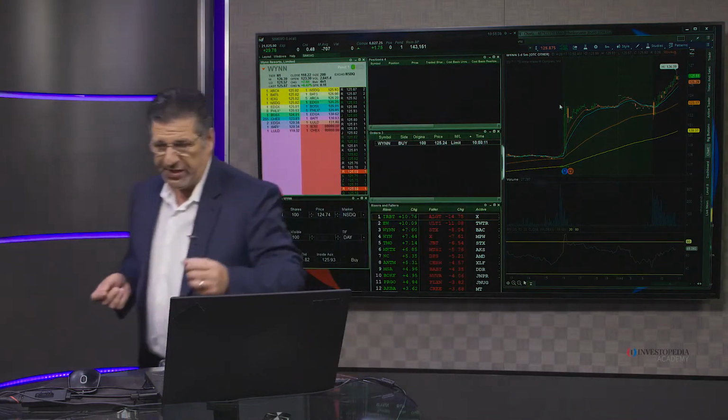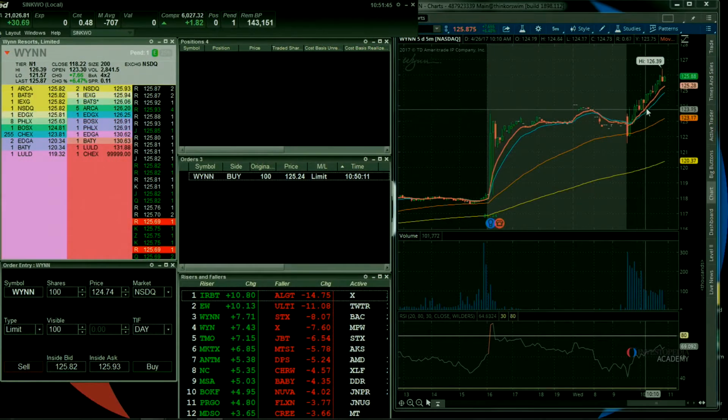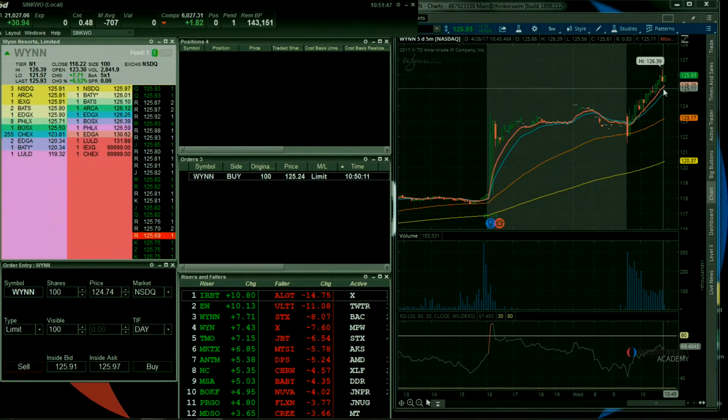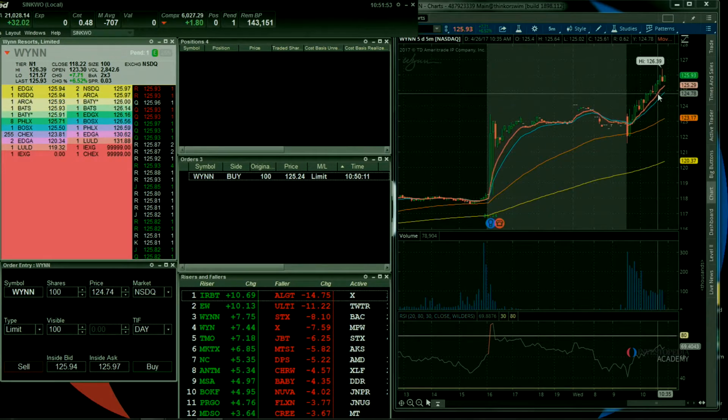Now, we can see that Win is in a definite uptrend. And what we have to do with this stock now, we have to keep monitoring it and see if we have to keep raising our order to get in on the 9 EMA. And we can see it's going to keep trading. As this stock goes higher, our 9 EMA is going to come up.